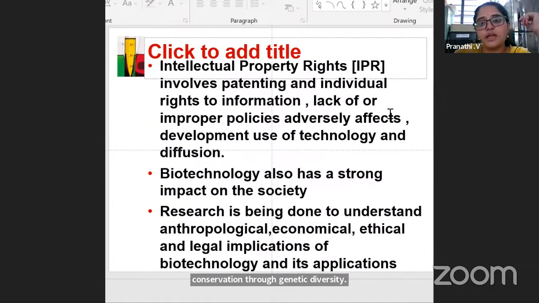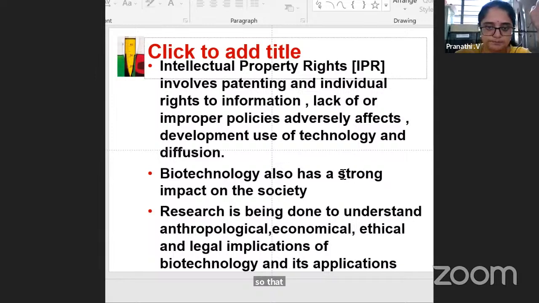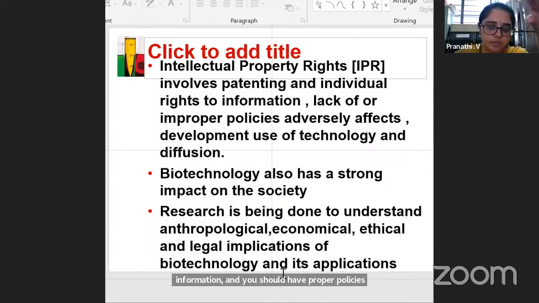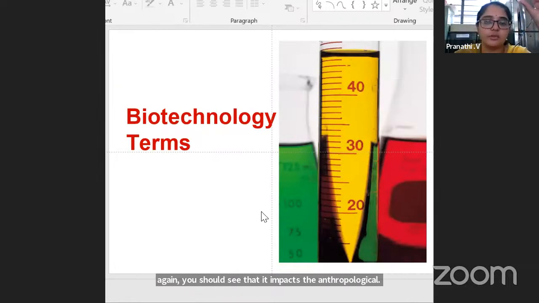Of course, your IPR, that is intellectual property rights, should be taken into care. You have to consider the right to information, and you should have proper policies. All this is taken care of by the government. Again, you should see that it impacts anthropological, economic, and social aspects, and yes, ethics is very important again when we talk about this.